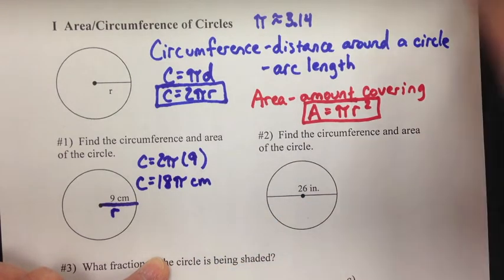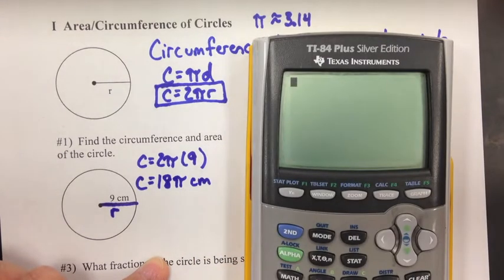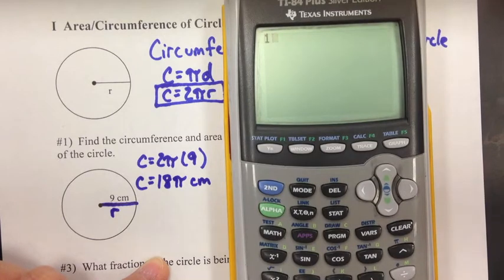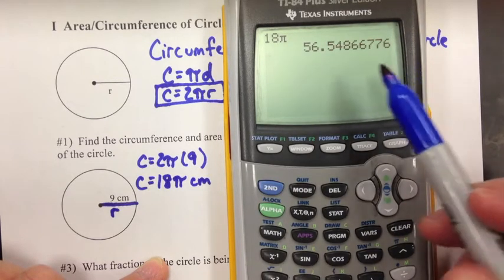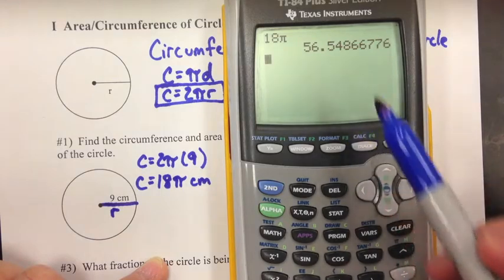Now, if you use the calculator, if I want to type 18 pi, there's actually a pi key on the calculator. If you look at the exponent key right here, where you raise something to a power, there's a little pi button in blue right above it. So if I hit second and that symbol there, I get 18 pi. Now on the calculator it gives me a decimal, 56.54, and so on. I'm going to round that to 56.5.